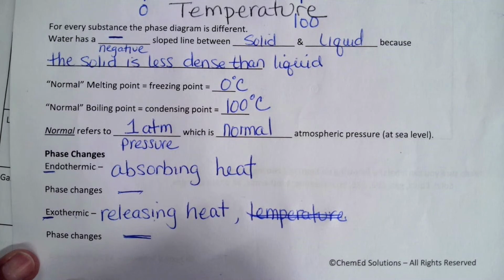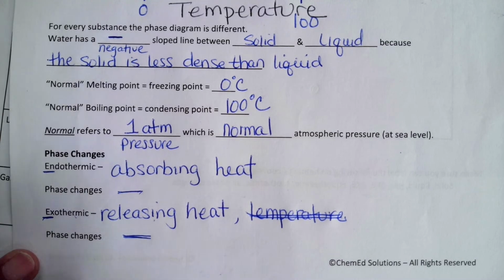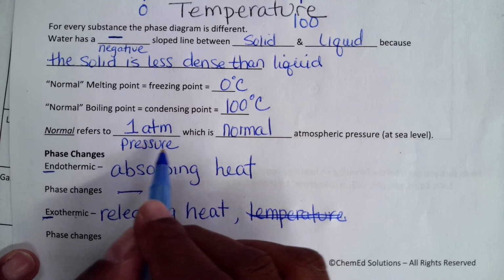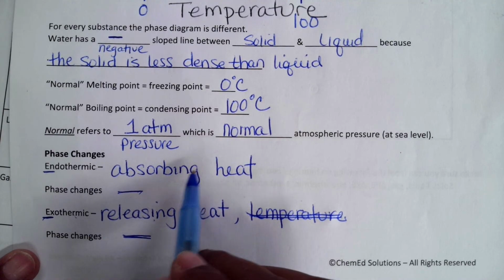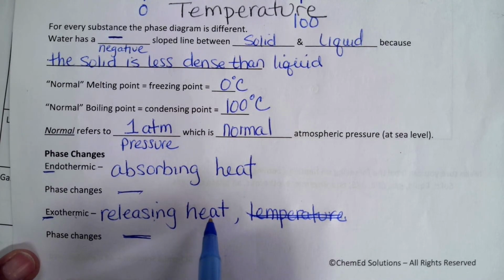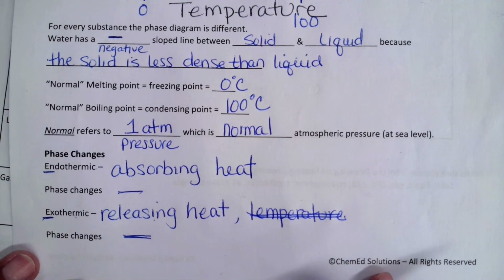Means you're absorbing heat. So endo means absorbing heat, exothermic is releasing heat. So this is the last of these notes.